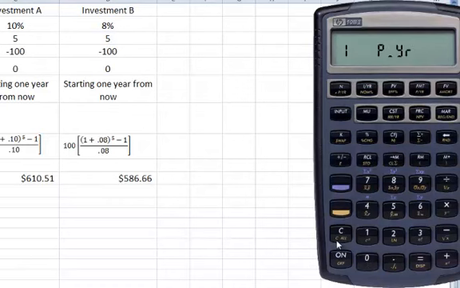And one last time, let's attempt it with a longhand formula, which would be 1 plus the interest rate raised to the 5th power equals, subtract 1 from this equals, divide that by 0.08 equals, and go ahead and multiply that by the $100 payment, and we find that's 586.66 as well.